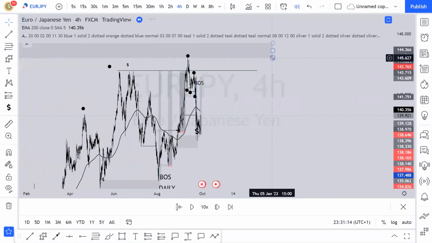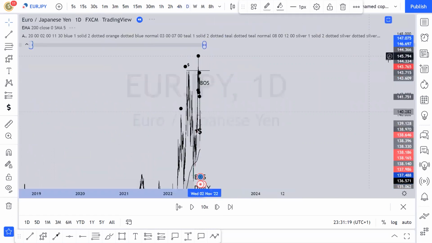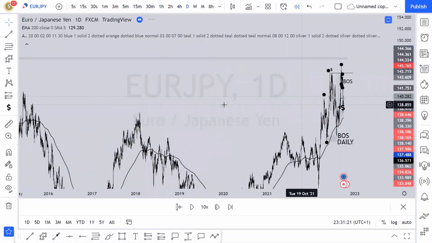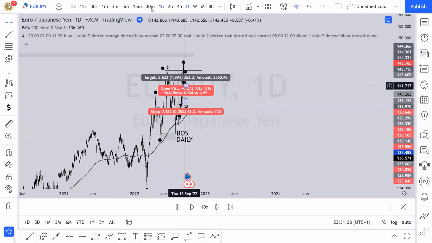So I was definitely heading for this external liquidity here, of which I think there is actually a higher zone, a refined higher zone that I was looking out for. Yeah, which was up here. So that was the daily supply I was looking out for.